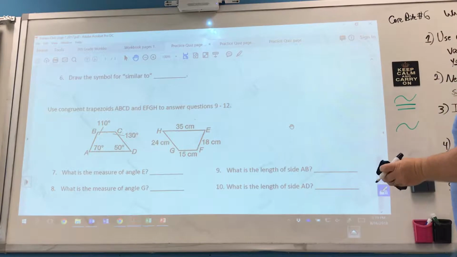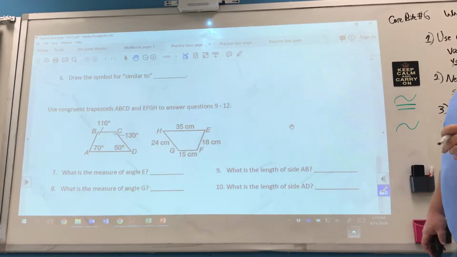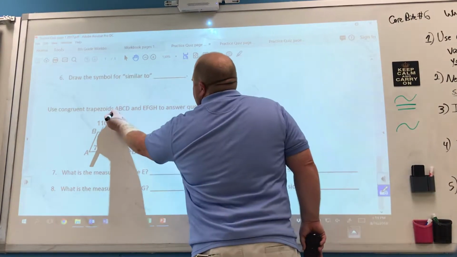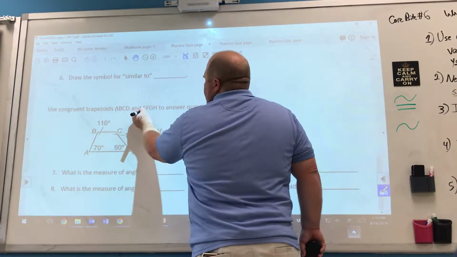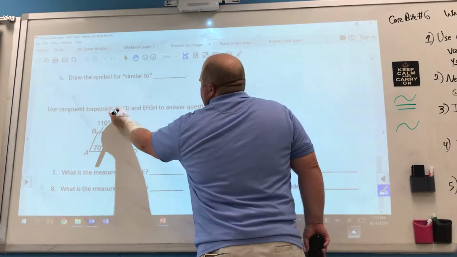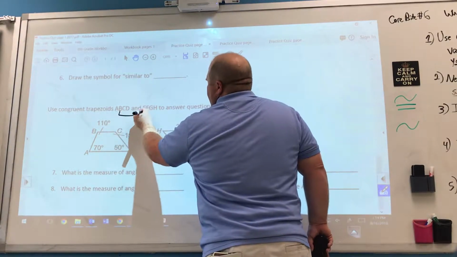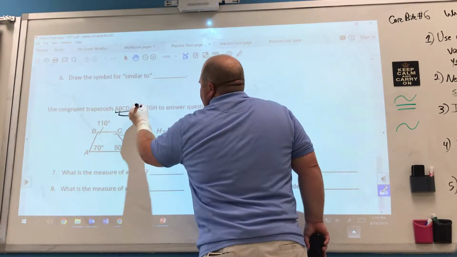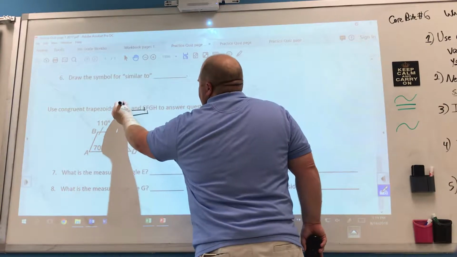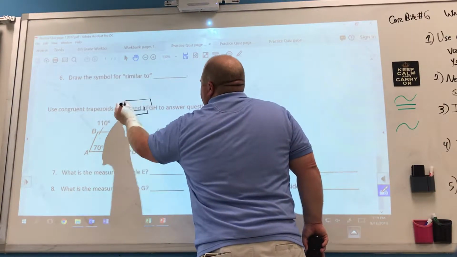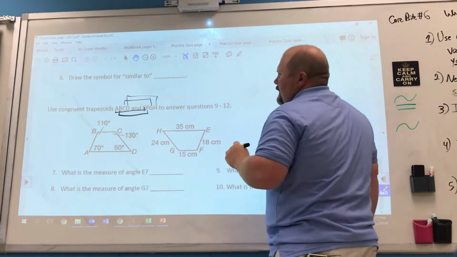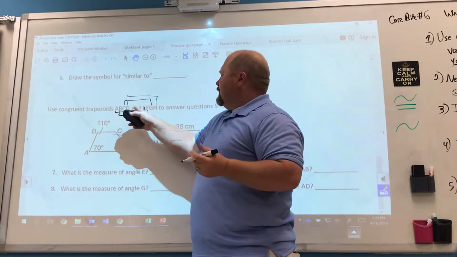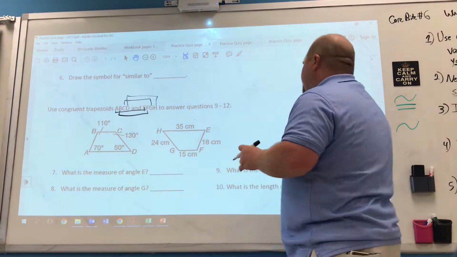All right. Use congruent trapezoids ABCD and EFGH to answer questions 1 through 9. Remember that the first letter of the first figure always matches the first letter of the second figure. And the second letter will always match the second letter of the other figure, and so on. So we know that A is going to match E, B is going to match F, C is going to match G, and D will match H. I know it's kind of confusing, but all you've got to do is match up the letters. First letter, second letter, third letter, and so on. They'll always match up that way.